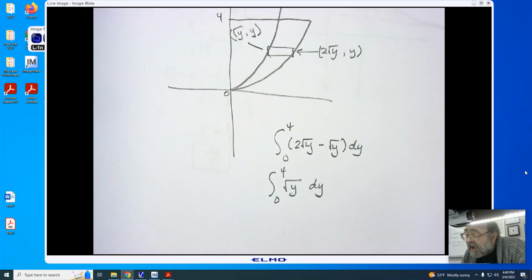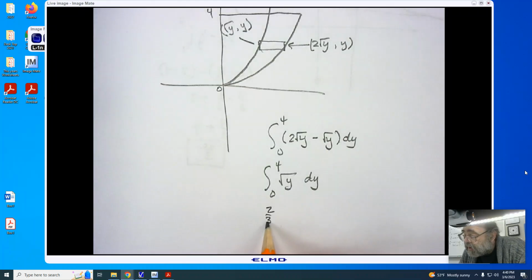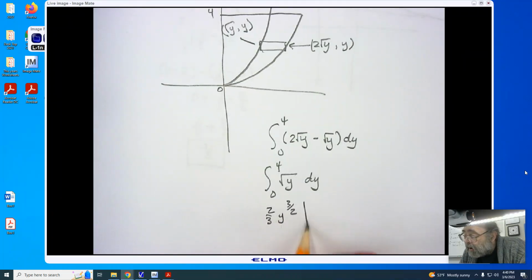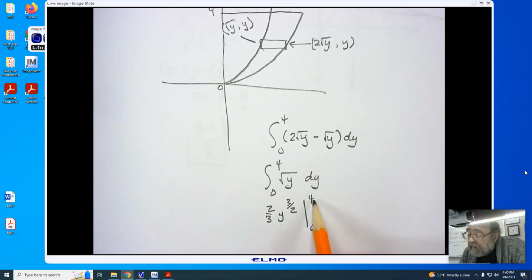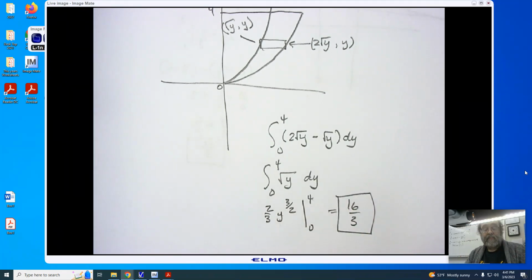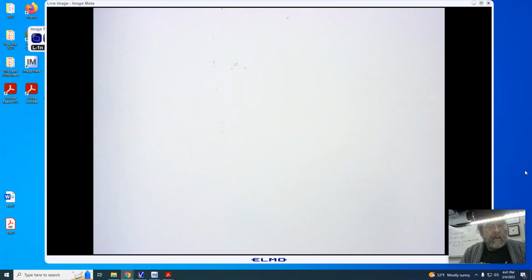This is y to the 1/2, and therefore I have 2/3 y to the 3/2 power from 0 to 4. The 0 is not going to happen, but when I plug in the 4, I get the square root of 4 is 2. 2 to the 3rd power is 8 times 2/3, and my answer is 16/3. And this is going to bring me to my number 3.